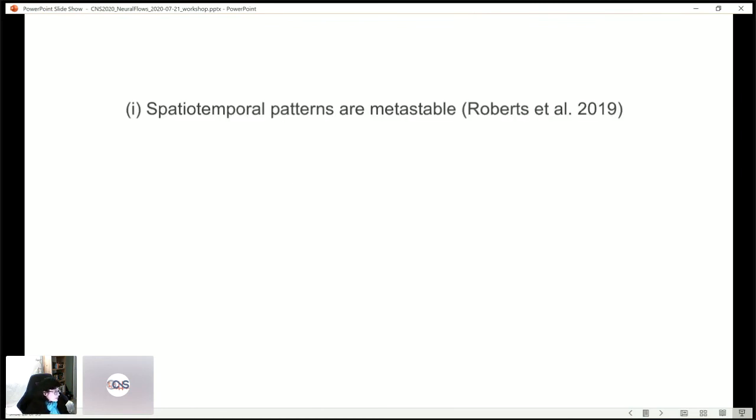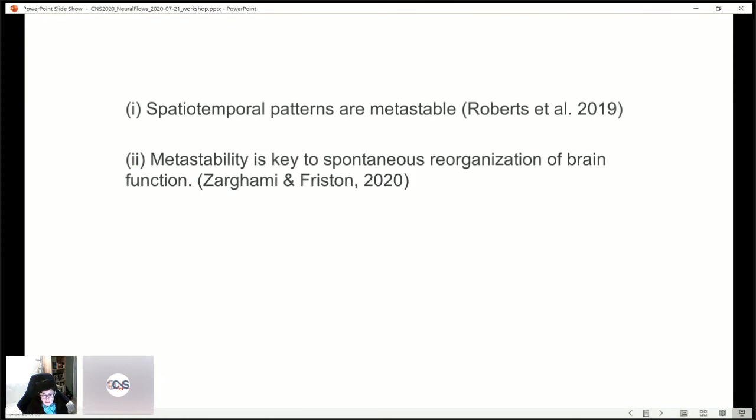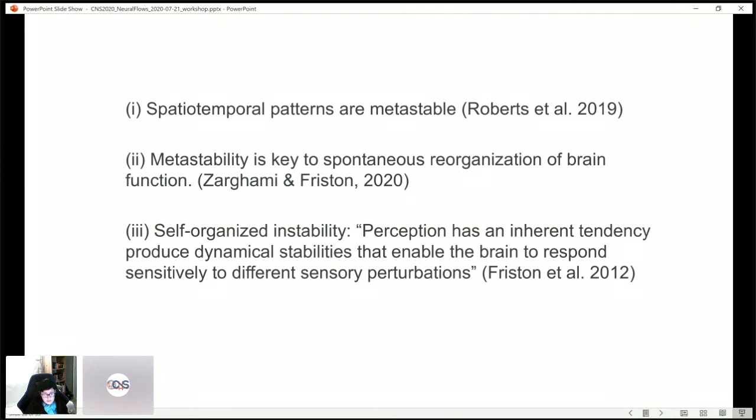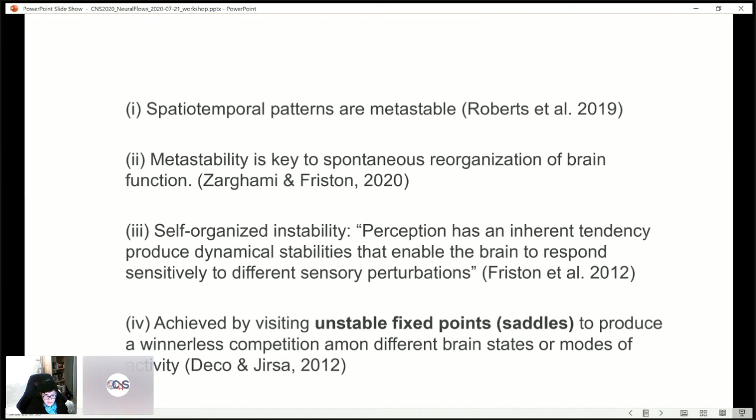Well, there is some theory at the moment that spatiotemporal patterns are metastable. There is a line of thinking about this metastability and what it represents for the brain and our functional organization. Metastability is key to spontaneous reorganization of brain function. This is a recent paper by Sagami and Friston. And it relates to a previous concept that Friston explored as well on self-organizing instability, that perception has an inherent tendency to produce dynamical instabilities that enable the brain to respond sensitively to different sensory perturbations. So we do need these unstable points to be able to react and for our brain to reorganize. And so this metastability or self-organizing instability is achieved by visiting these unstable fixed points, which are subtle.